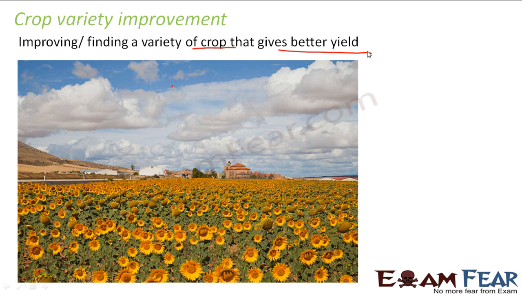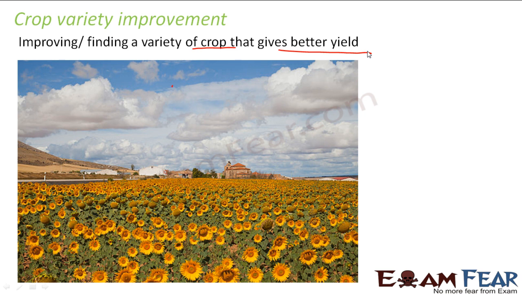So now in crop variety improvement, what we actually do is we try to implement a technique by which we find out the variety which gives the better yield. So we try to find a variety of a crop that can give a better yield, and we make use of that particular variety. We'll use that improved variety, so we will get better results. It is something like that, right?